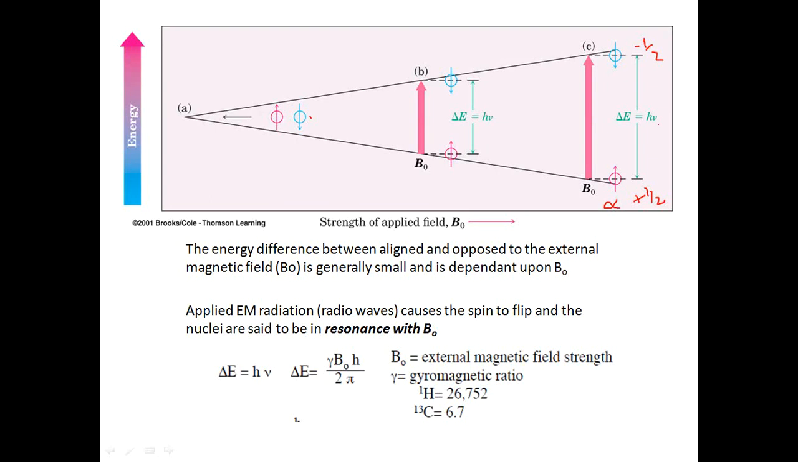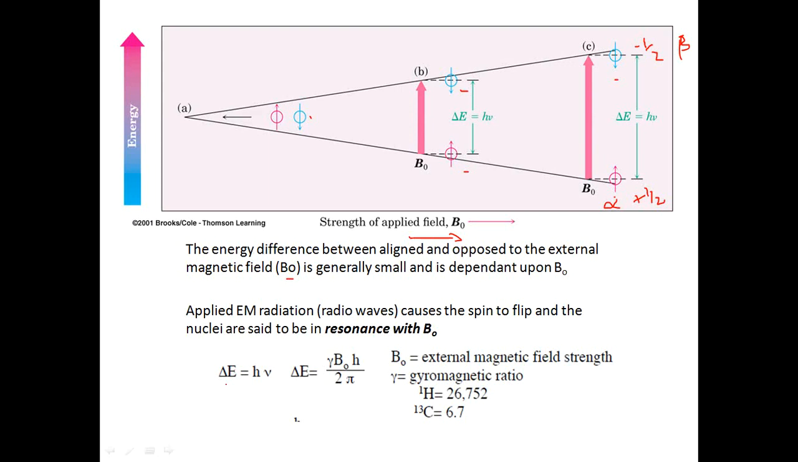Two states. So as the strength of the external magnetic field increases, the energy difference between the two states also increases. So you can see, as the strength of the applied magnetic field increases, the energy difference between the two spin states also increases. Right? So the energy difference between aligned and opposed spins in the presence of the external magnetic field, that is B naught, is generally small and is dependent upon B naught.